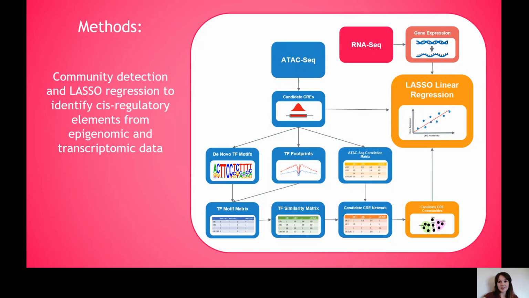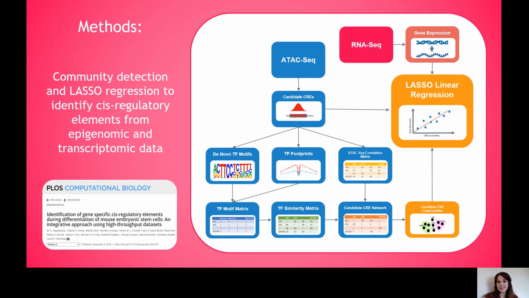Both epigenomic and transcriptomic datasets are input to our workflow to predict communities of coacting cis-regulatory elements that are important to differentiation. This novel approach of community detection and penalized regression was first developed here in our group and has shown success applied to hematopoietic datasets.